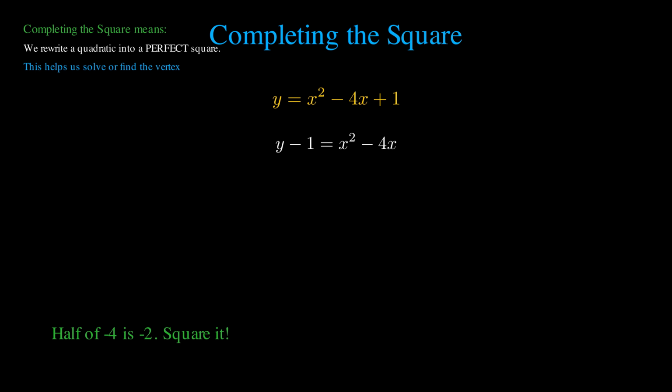The coefficient of x is negative 4. Half of negative 4 is negative 2. Negative 2 squared is 4. Now we add 4 to both sides. The right side becomes (x minus 2) squared. The equation is y plus 3 equals (x minus 2) squared.